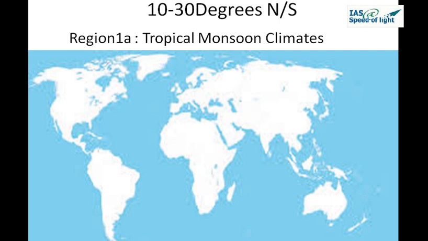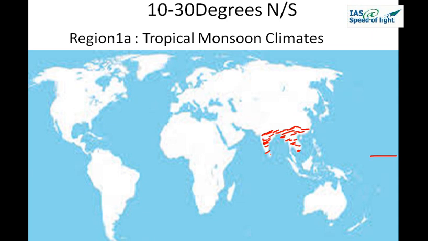Around equator. Now let us move one altitude above, and if this is the equator, we are going to move now between 10 degrees north to 30 degrees north, and similarly 10 degrees south to 30 degrees south. And let us mark the regions which actually give this. So it covers whole of India. It covers southern China. Right. So this is the region for the tropical monsoon climate.